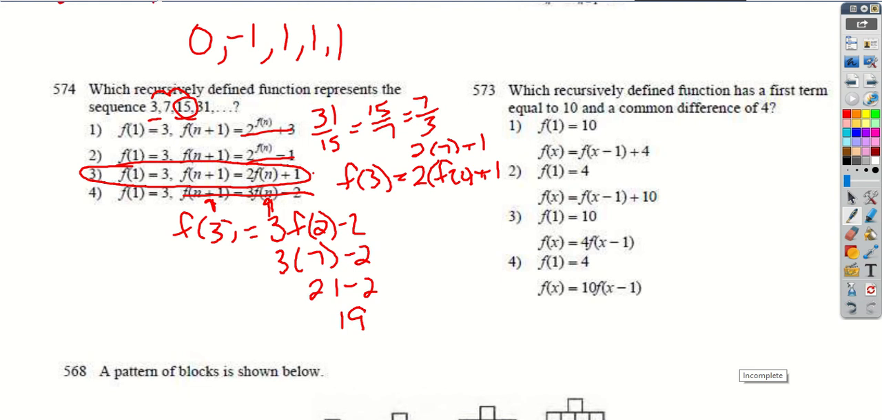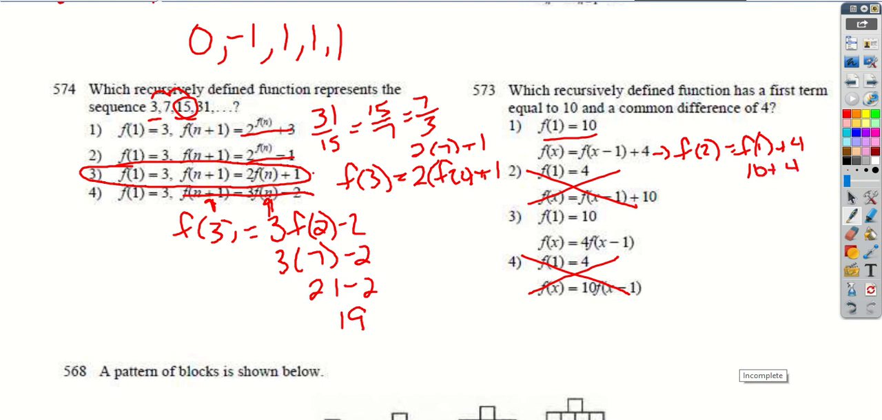Which recursively defined function has a first term equal to 10 and a common difference of 4? All right. So first term of 10 means f of 1 has to be 10. So these two are out. And then if we do f of 2, this says I'm going to take f of 1 and add 4 to it. So we're going to basically do 10 plus 4, which is going to be 14.